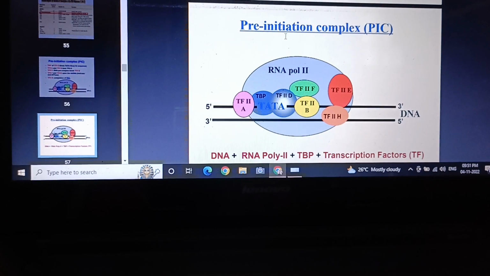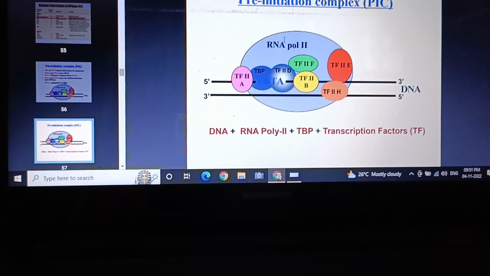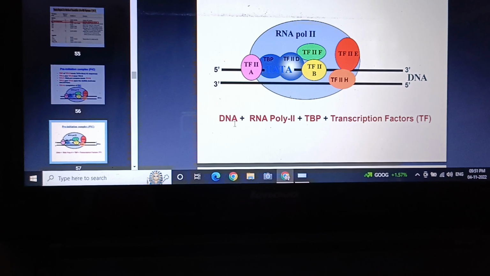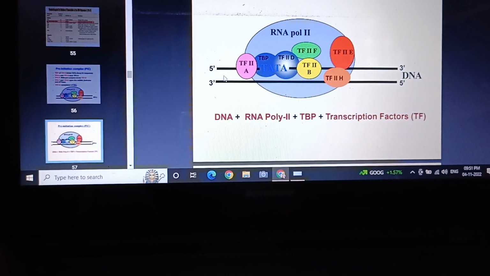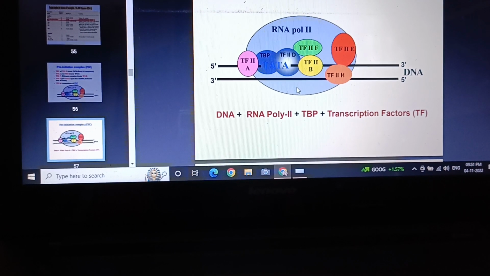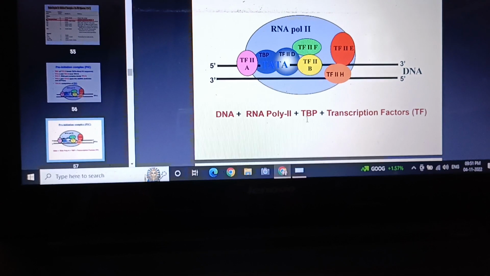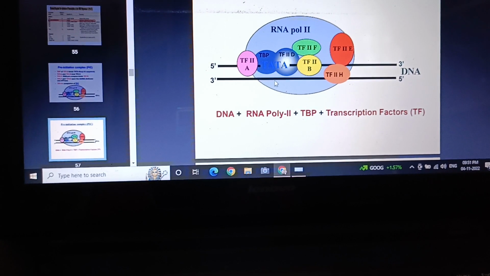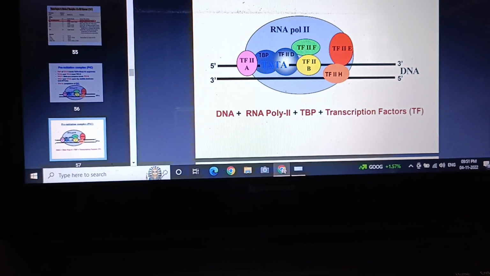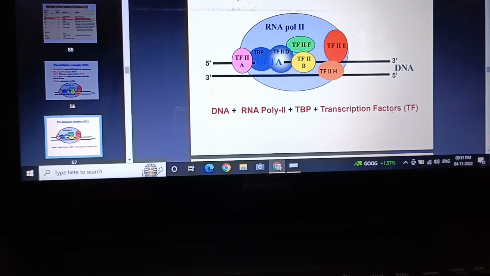The pre-initiation complex. See the pre-initiation complex. What is present in the pre-initiation complex? Your double-stranded DNA and RNA polymerase 2. The light blue is your RNA polymerase 2, and the dark blue is the TATA box binding protein plus transcription factors.